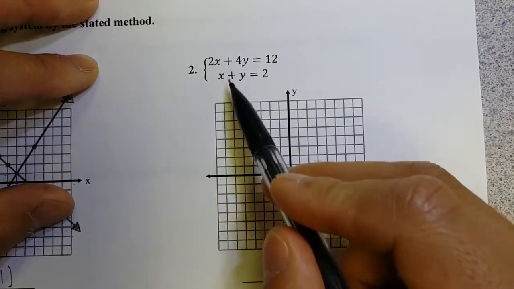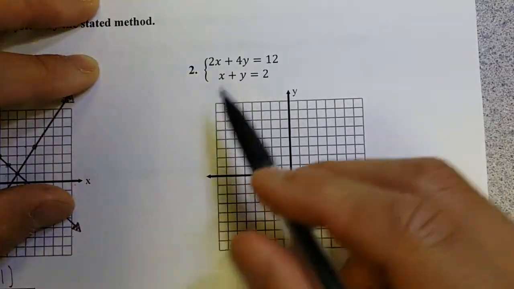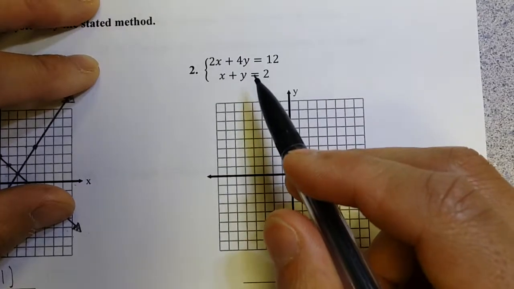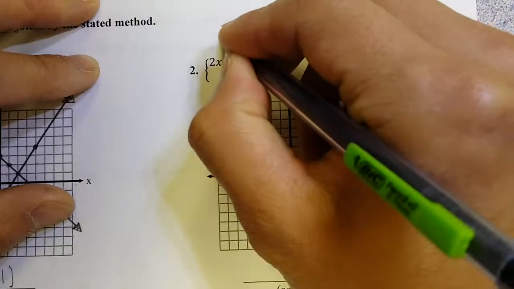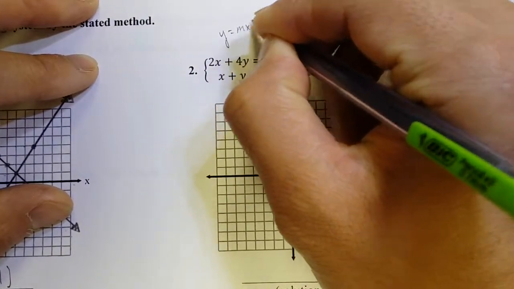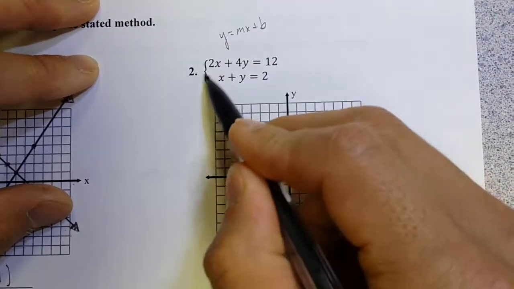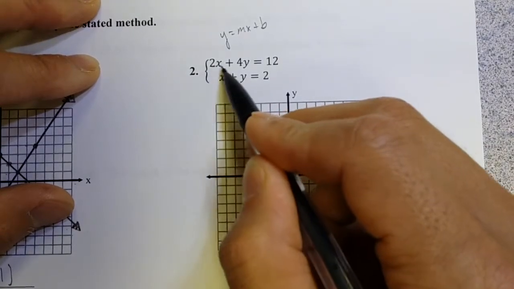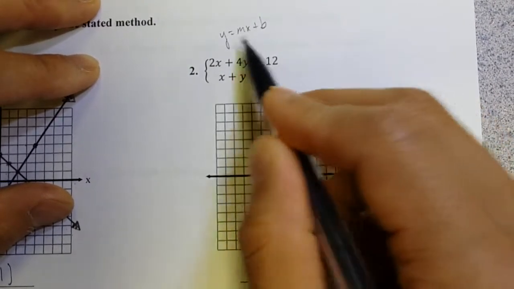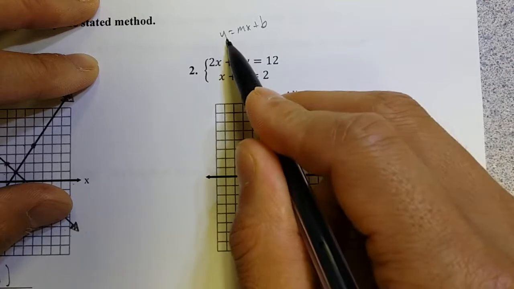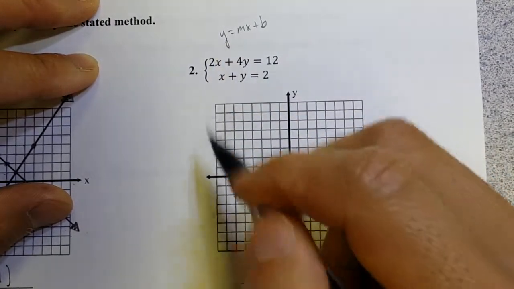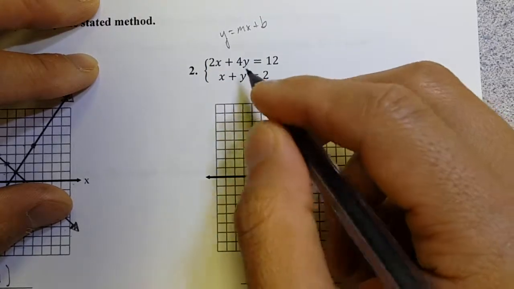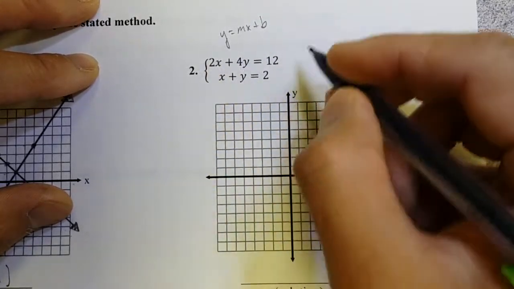Now, these two equations are not in the slope-intercept form. What I mean by that is y equals mx plus b. You see how this is 2x plus 4y equals 12? Our y we want is on the left side of the equal sign and by itself. So how do you get y by itself? Well, let's take a look at the first equation.